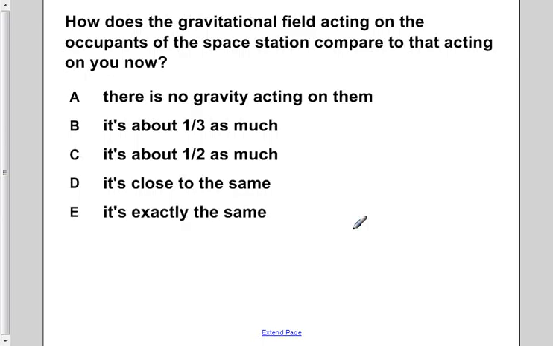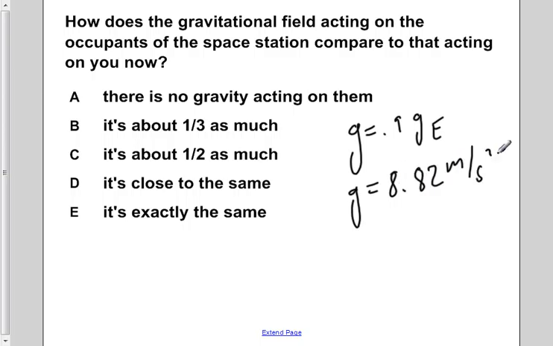How does the gravitational field acting on the occupants of the space station compare to that acting on you now? So in the previous problem, we showed that the acceleration due to gravity when you're at the height of the space station is g equal to 0.9 times the acceleration due to gravity on the Earth. So if we know that, we can calculate that the acceleration due to gravity at this distance is g equal to 8.82 meters per second squared.